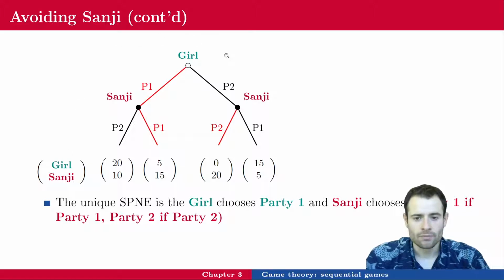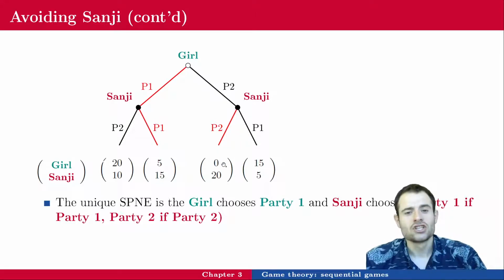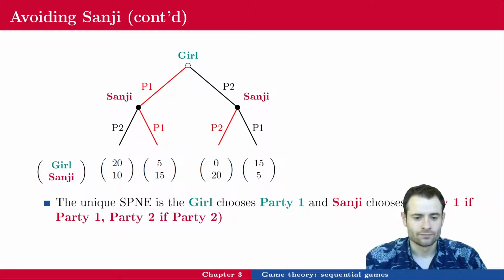Finally, in the last subgame, we have to take into account that Sanji will play a Nash equilibrium, a best response, whenever it is his turn. So the girl can go to party 1, but Sanji will be at party 1, so she will get a payoff of 5. Or she could go to party 2, Sanji will go to party 2 as well, and she will get a payoff of 0. So here, she's stuck. She's going to meet Sanji no matter what. So she's going to choose the party with the highest payoff. And here it's going to be party 1.